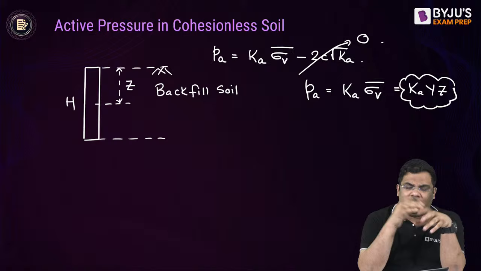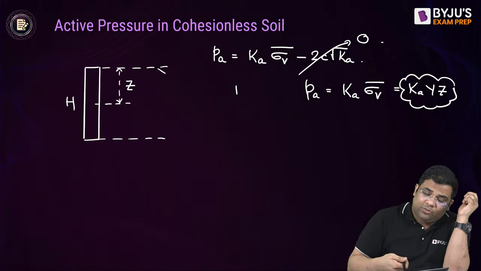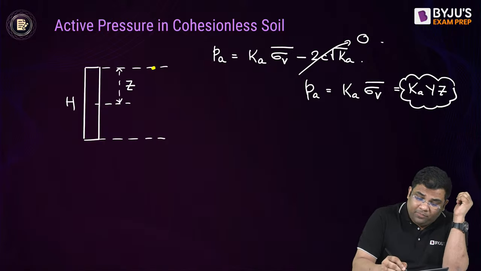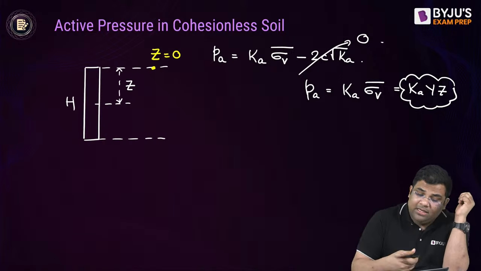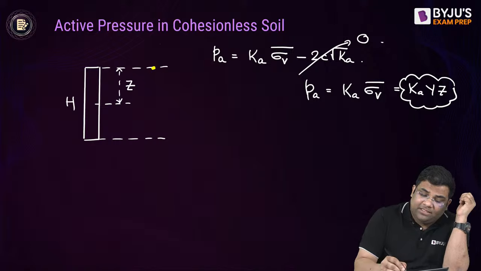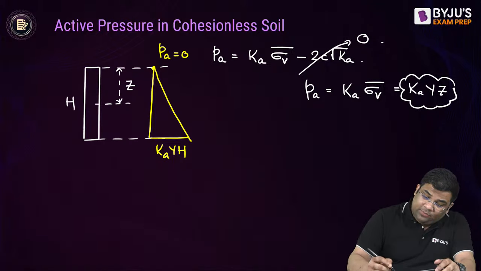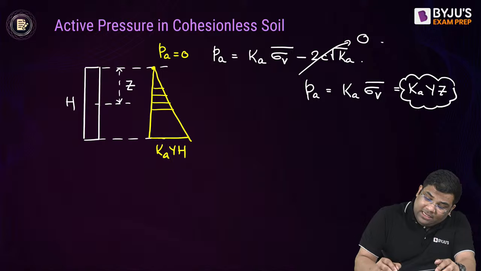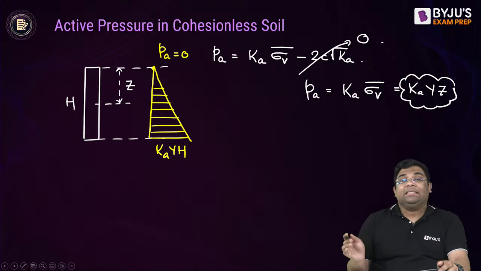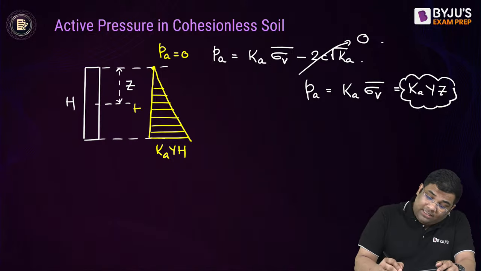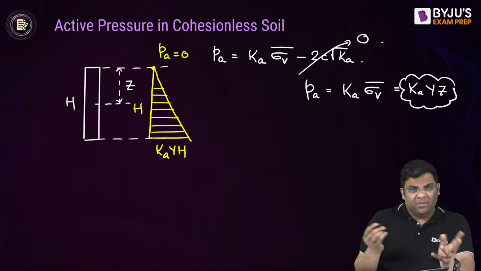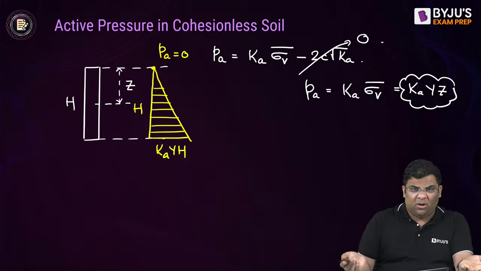Now there are many cases, and I have explained how to not remember those formulas and draw the distributions. If I draw the distribution of earth pressure, at the top Z is 0, so the active pressure will also be 0. At the base, the active pressure will be Ka gamma H. This is the distribution, and this is H.